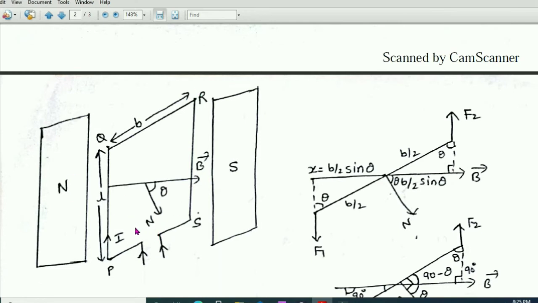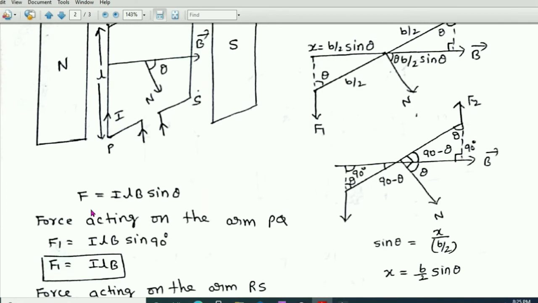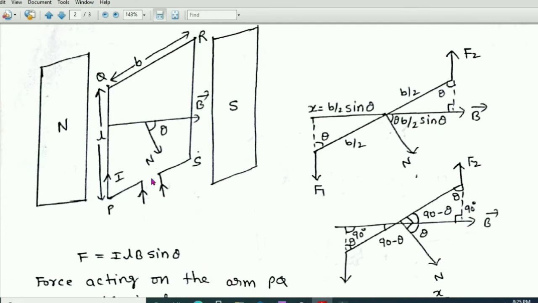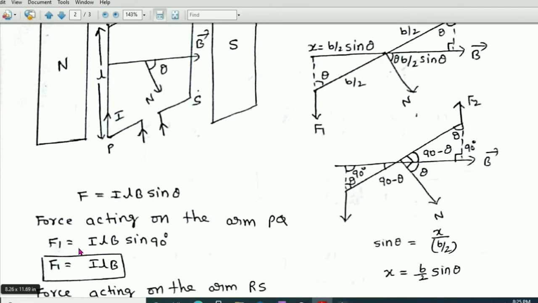Now let us consider the other arms, PQ and RS. PQ and RS are perpendicular to the direction of the magnetic field. So PQ is perpendicular to the magnetic field direction and RS is also perpendicular to the direction of the magnetic field. Now the force acting on a current carrying conductor is ILB sin theta. The force acting on the arm PQ, if you consider it as F1, is equal to ILB sin 90.